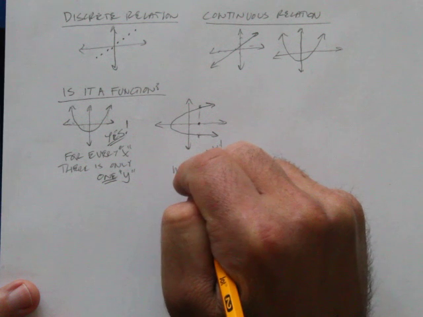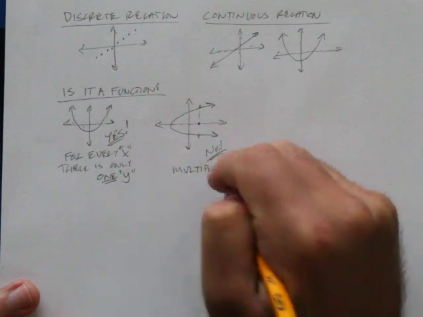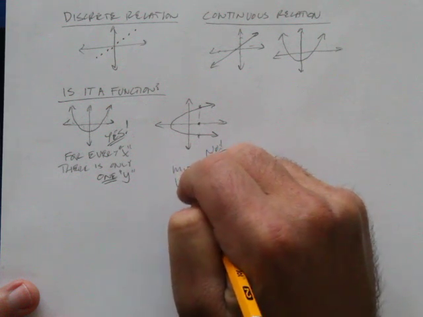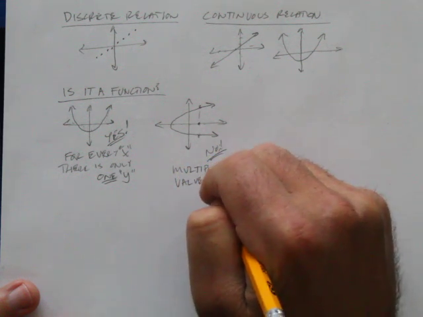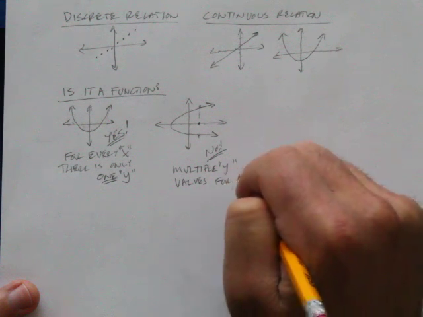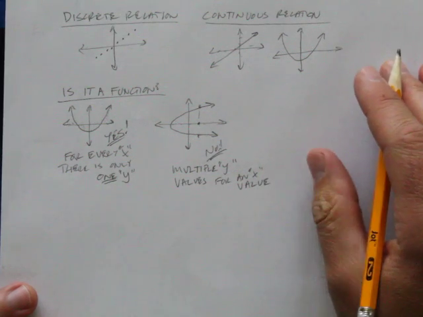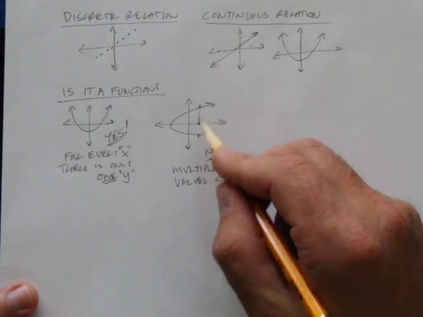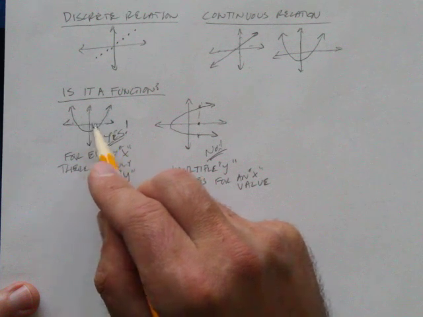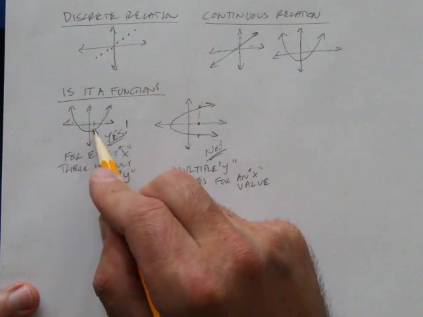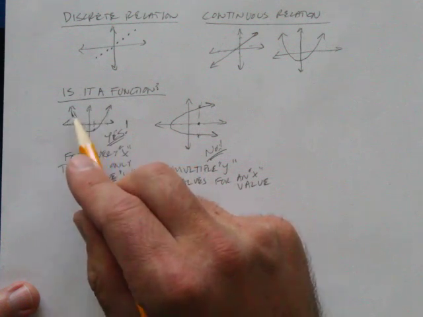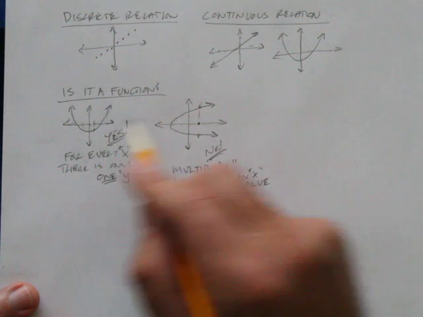This is multiple y values for an x value. So I've got one x value, it's got multiple y values. Any x value I choose here, if I choose like this x value, I've only got one y value. I can choose any x value on this, and I'm only going to get one y value.